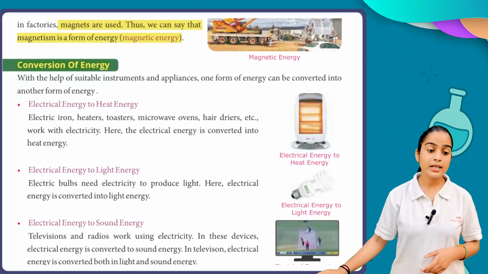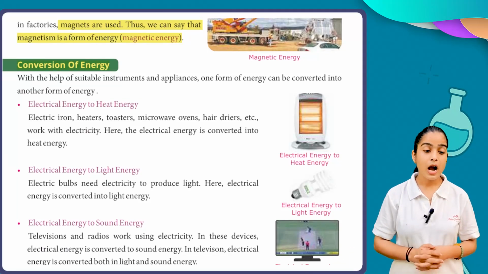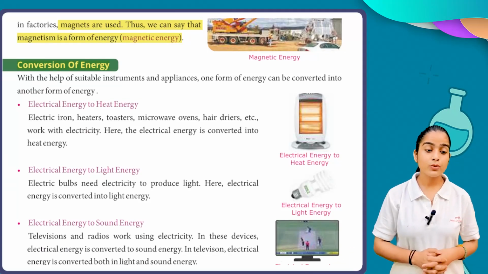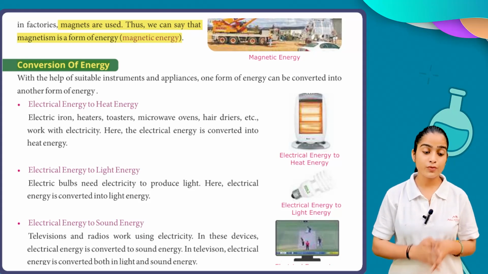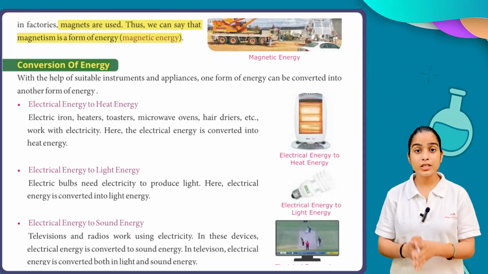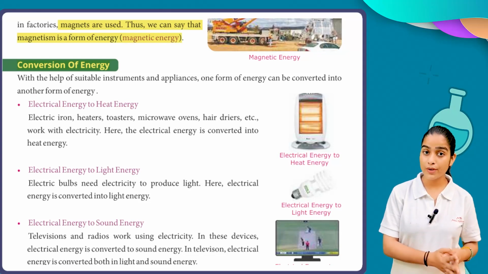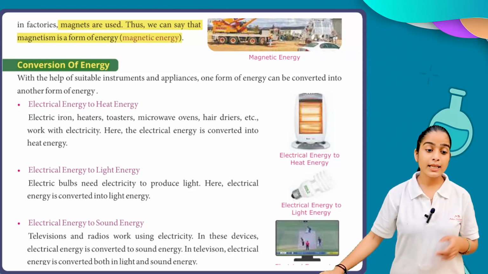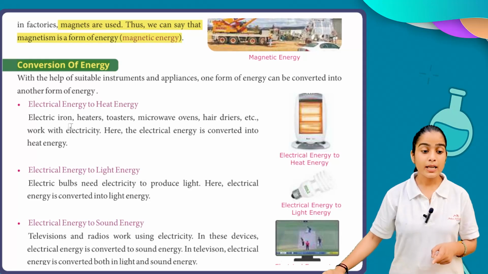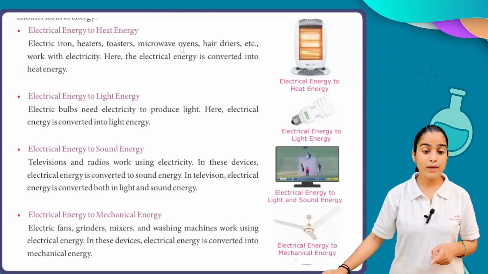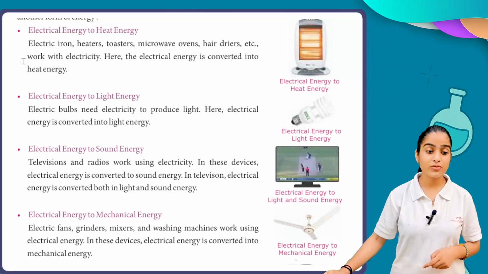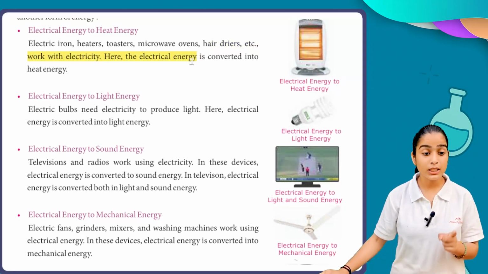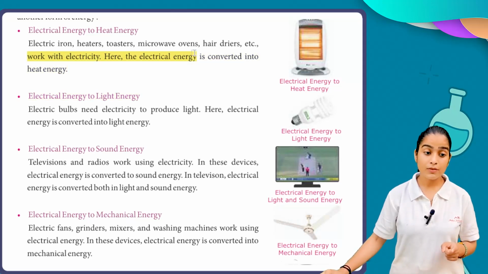Now how can we do conversion of energy? With the help of suitable instruments and appliances, one form of energy can be converted into another form of energy. So first of all, electrical energy to heat energy. Electrical irons, heaters, toasters, microwave ovens, hair dryers, etc. work with electricity. Here the electrical energy is converted into heat energy. So in that way we can change it.